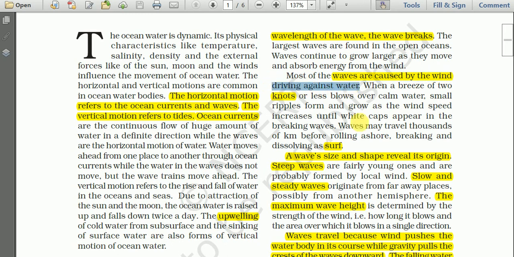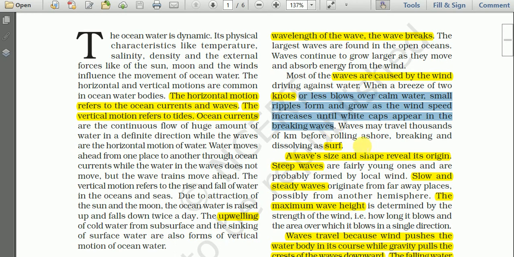Most of the waves are caused by wind driving against the water, as I have mentioned earlier. Waves are mainly caused by wind. When a breeze of 2 knots or less blows over calm water, small ripples form and grow as the wind speed increases until white caps appear on the breaking waves. Actually, the speed of ocean water is measured using this unit, knots.